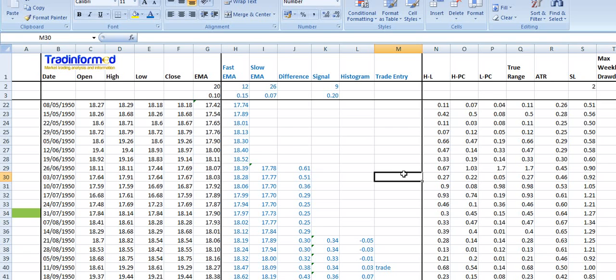The next video that I'm going to do in this sequence follows on from this and uses the same spreadsheet to backtest a MACD trading strategy and see how profitable it would have been on the S&P 500.